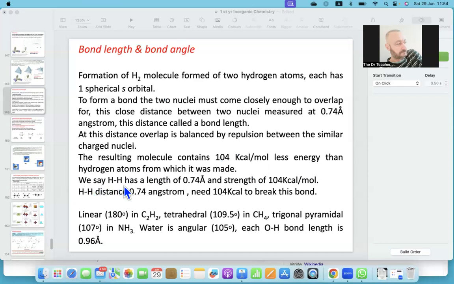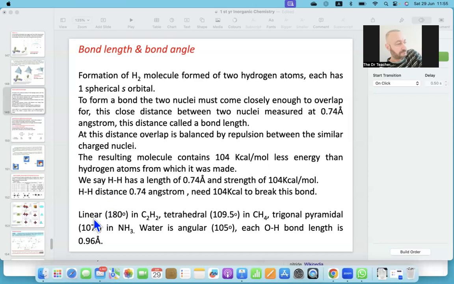So we say hydrogen has a bond length of 0.74 angstrom, which is for the single bond. The distance between hydrogen and hydrogen is this one, and the strength needed is 104 kilocalories per mole. This amount of energy, which formed the H-H bond, is needed to break these two atoms apart.